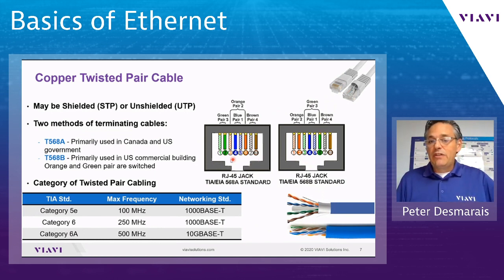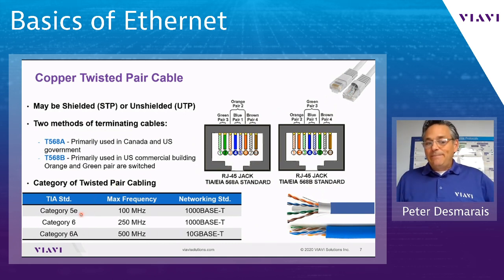If you look, the only difference is that in the 568A standard the green pair is 1 and 2 and the orange pair is 3 and 6, and in 568B it switches: the orange pair is 1 and 2, and the green pair is 3 and 6.